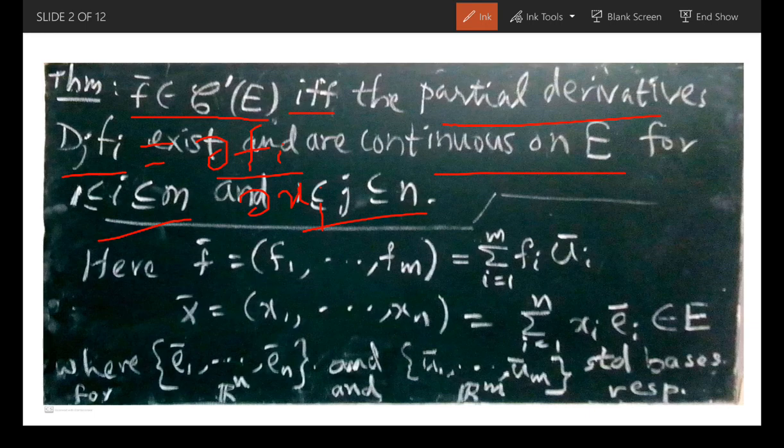So what is meant by fi? Here given is f. So what is meant by fi? F is a function from E to Rm, where E is a subset of Rn. So f has m coordinates. Those m coordinates are f1, etc., fm. Understand? And if x is a point in E, I can write x as x1, etc., xn.